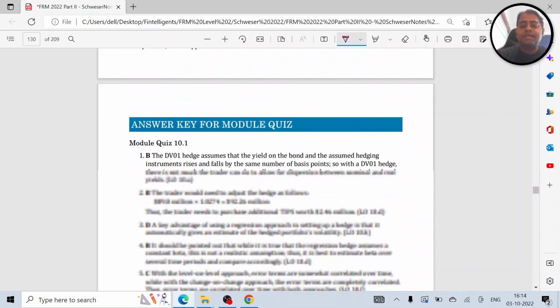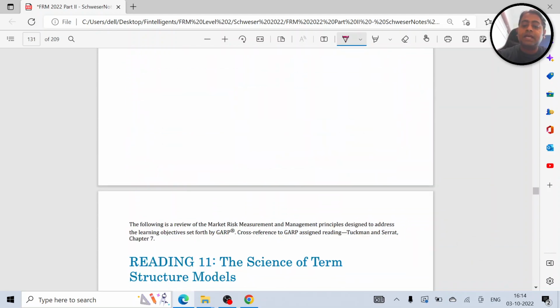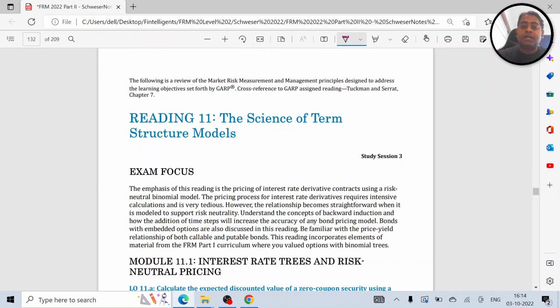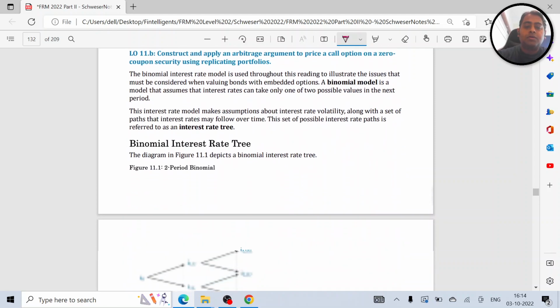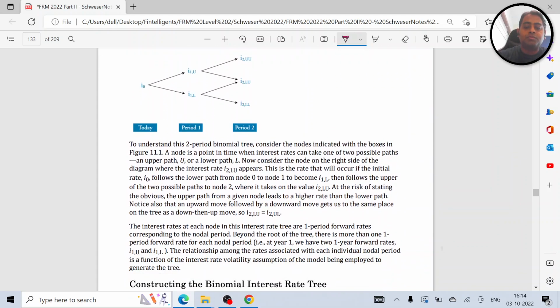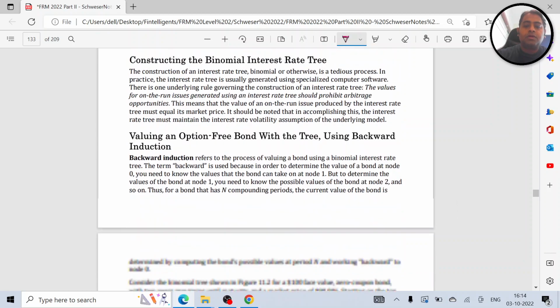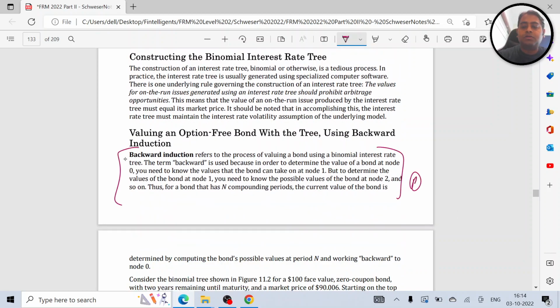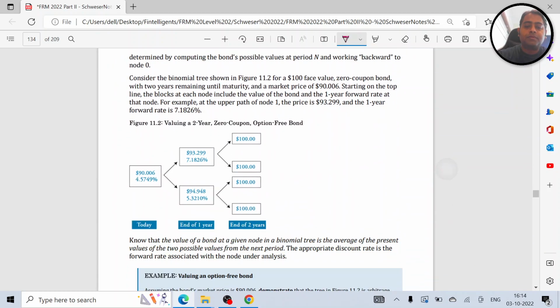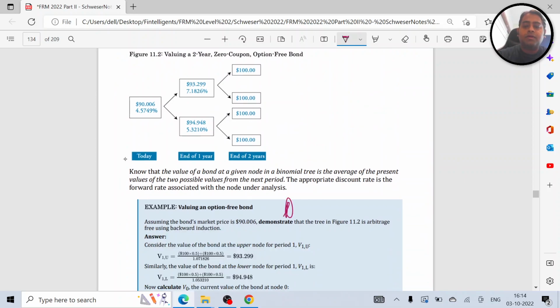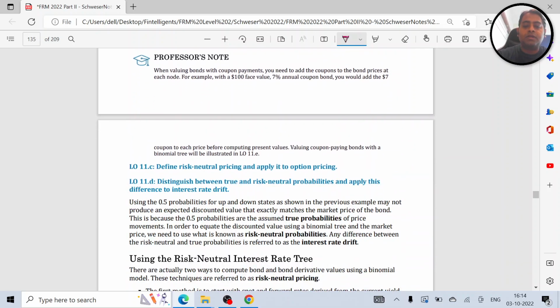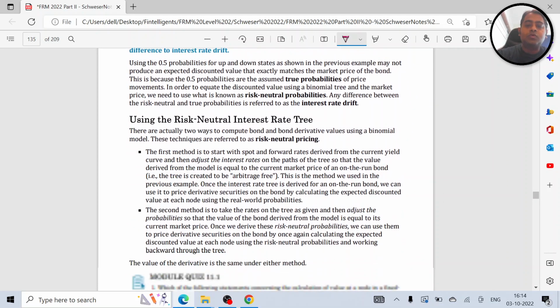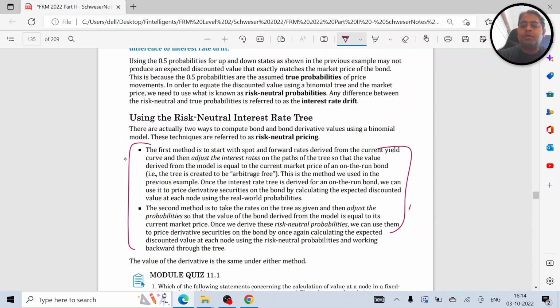Let us move towards the next section. Science of the term structure. This is where the term structure part happens. Very, very important chapter. Over here, we should be talking about backward induction as a concept. The sum, okay, and all of them you should be reading. You should be clear on the concept. These two paragraphs are important, understanding wise.